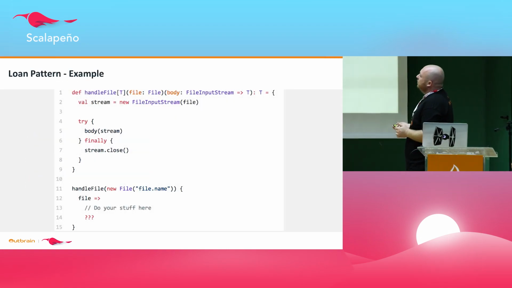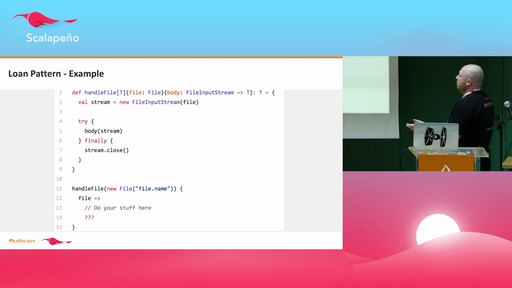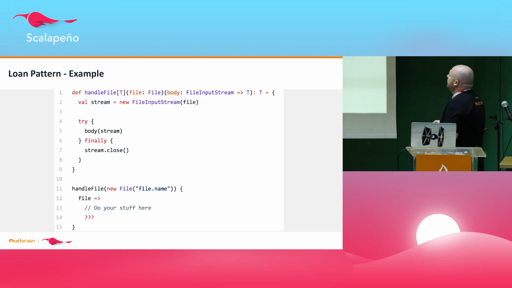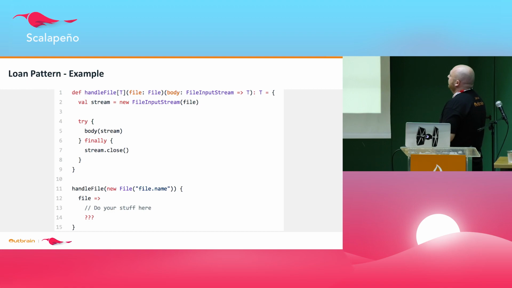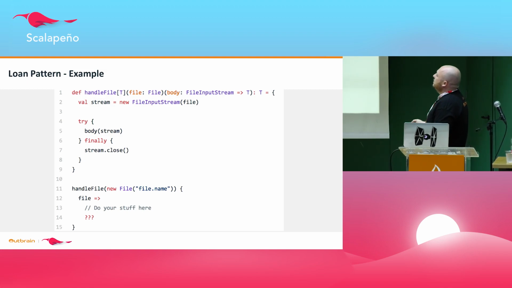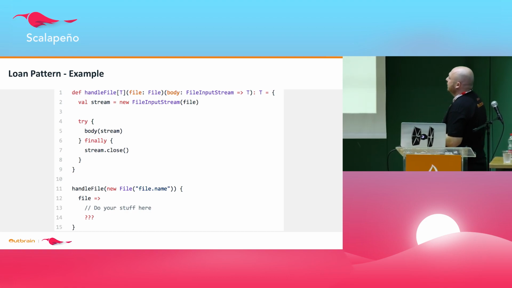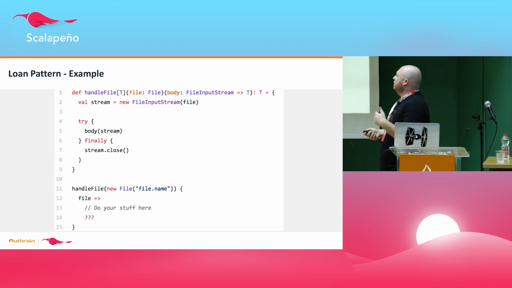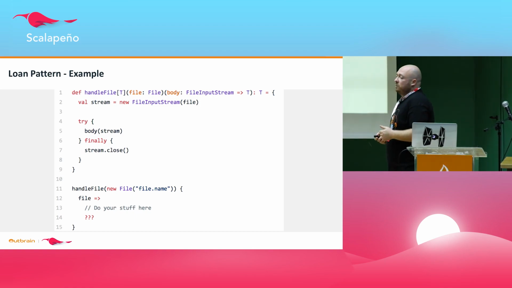Let me show you how we do that. It looks like so. You've probably seen this piece of code many times in your code. We have a handle file method, which gets a file parameter and a body to run. At the beginning, it initializes the file input stream, then executes the body, lending it the stream, and finally it closes the stream. We use it by calling the handle file method with a new file, and in the body we can write anything we like: print the lines, parse it somehow, anything you want.